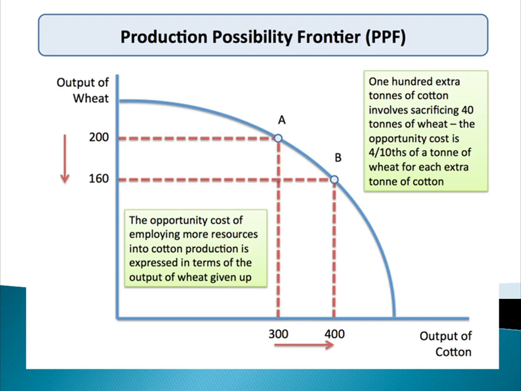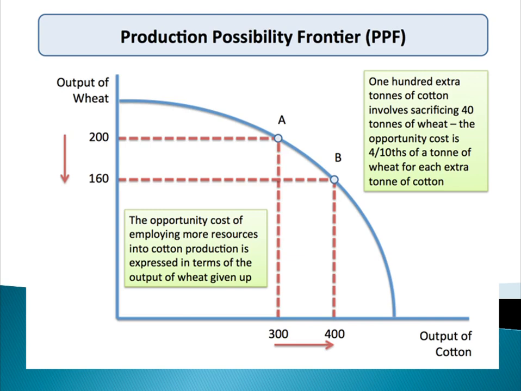The first point is A, which is on the production possibility curve, and we can see with the help of the red arrows and red dots that at point A, an economy is producing 200 units of wheat and the cotton output is 300. What if they need to increase the output of cotton? If they need to increase the output of cotton, they will move towards the right side, and this point is shown on the production possibility curve as point B.